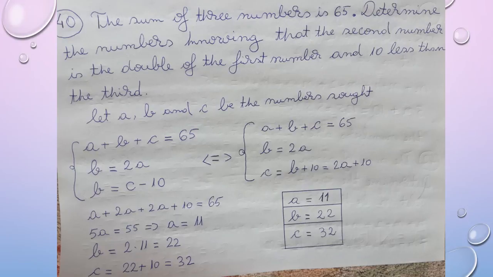Again, we substitute the second and the third equation in the first and write b and c as a function of a and obtain that a is 11. We substitute this value in the second and the third equation to calculate b and c and obtain that b is 22 and c is 32.